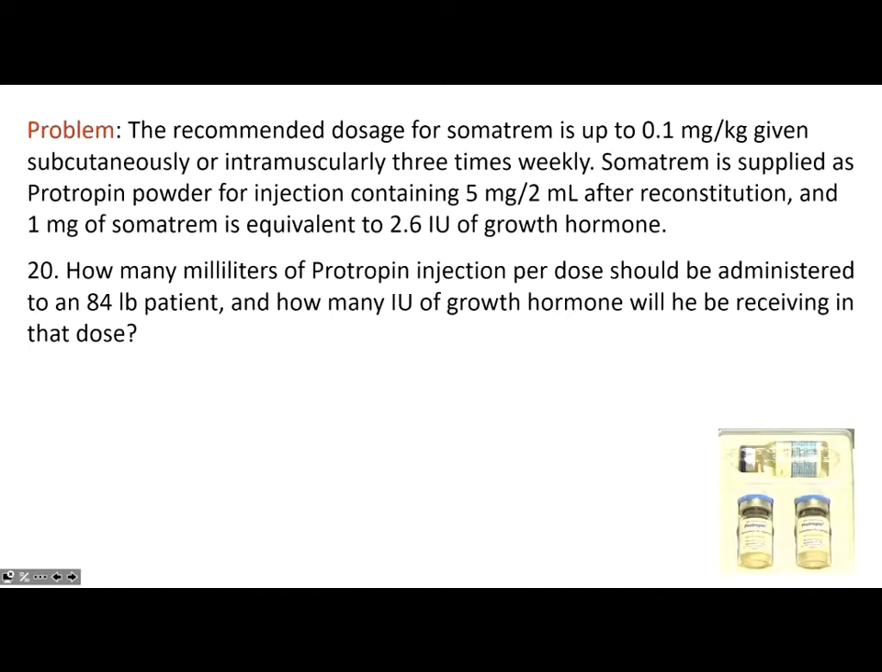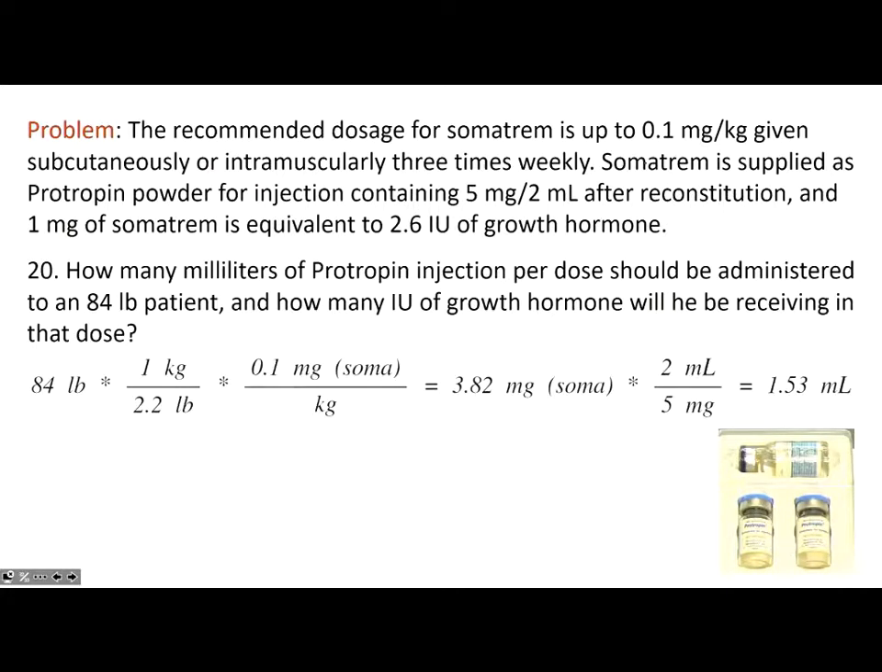after the reconstitution. And again, somatrem, we said, isn't exactly growth hormone, but it mimics growth hormone, such that 1 milligram of somatrem essentially is the same as 2.6 international units of growth hormone. So the first question is, how many milliliters of the injection should this patient be given for a dose? And how much actual growth hormone is that equivalent to?